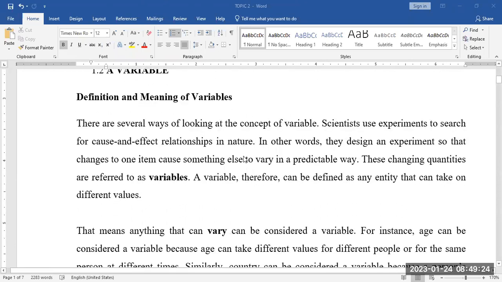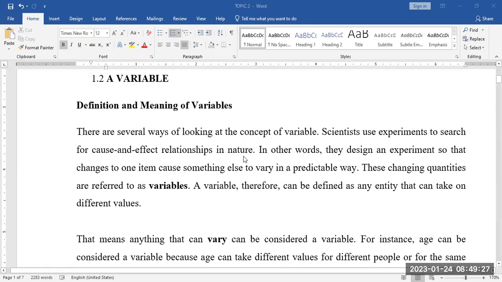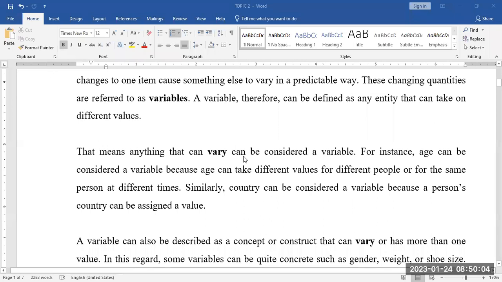The next one is what we call a variable. A variable is anything that has got what we call changing quantities. Changing quantities are referred to as variable. And a variable therefore can be defined as any entity that can take in different values. For example, age is a variable. Sex is a variable. Occupation is a variable. Height is a variable. Variable is anything that can take different entities. That means that anything that can vary can be considered as a variable.